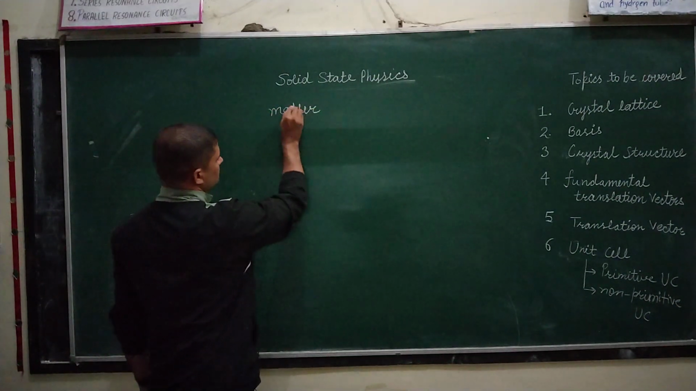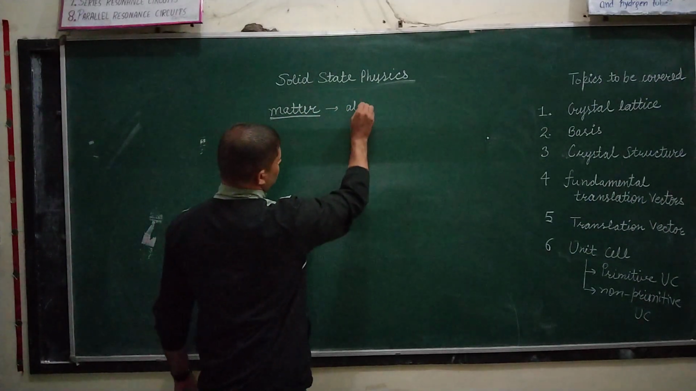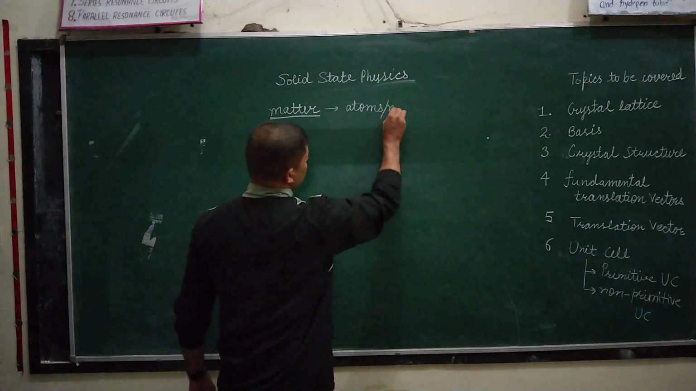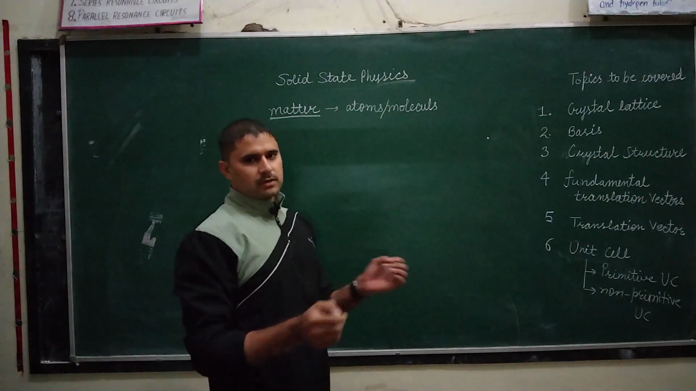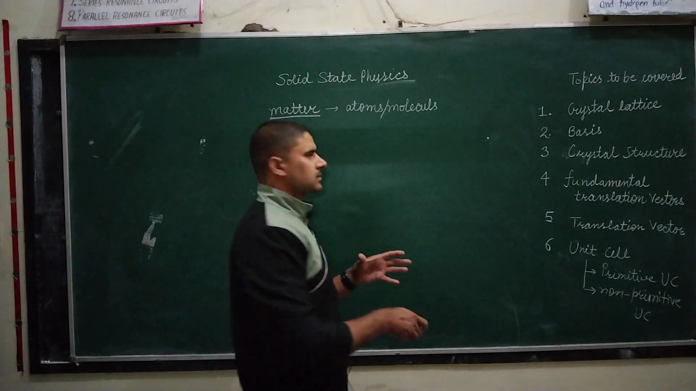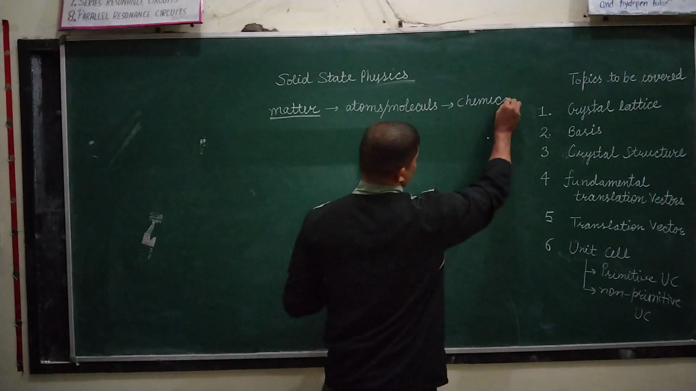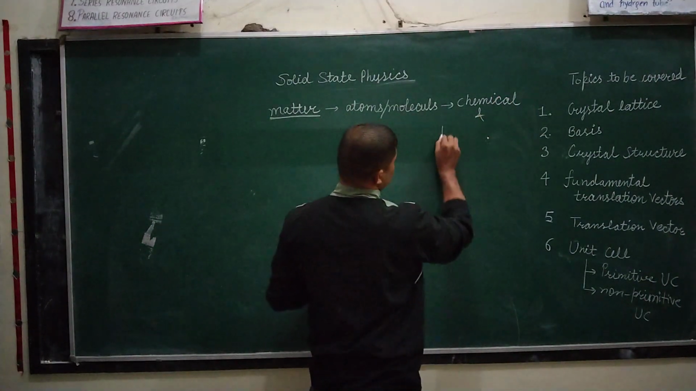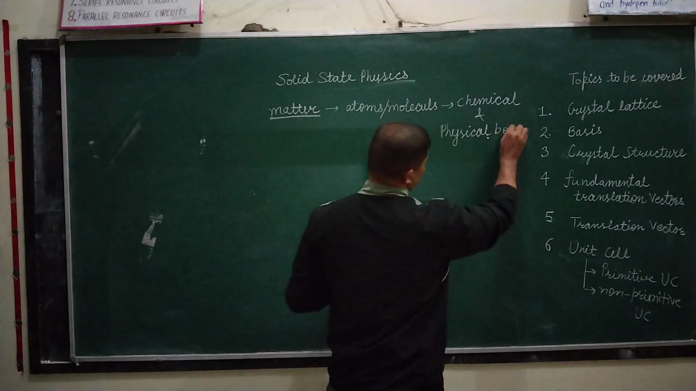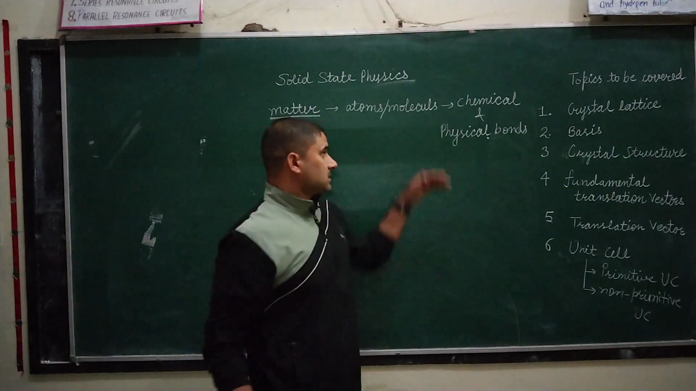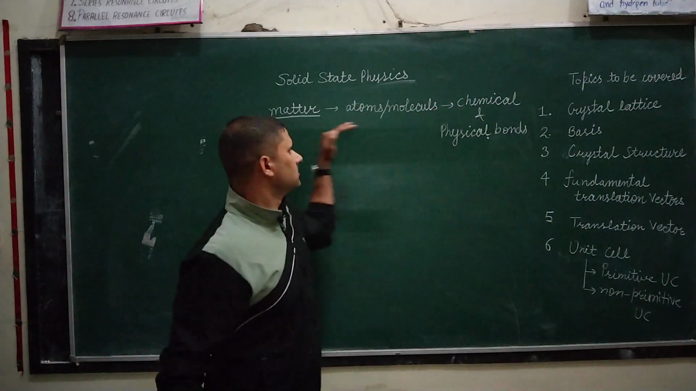Okay, so matter is made up of atoms and molecules. Now these atoms and molecules are bound with each other with the help of some kind of chemical and physical bonds. Okay, the strength of these bonds will decide the phase of the matter.